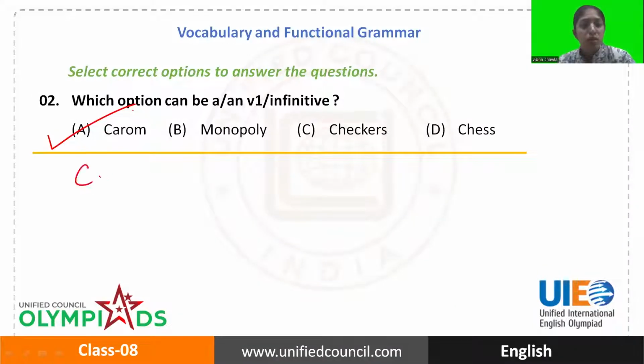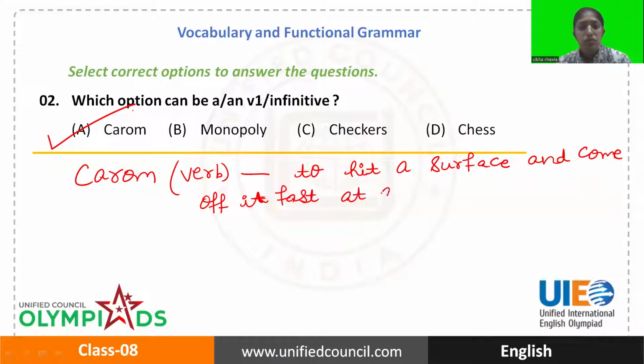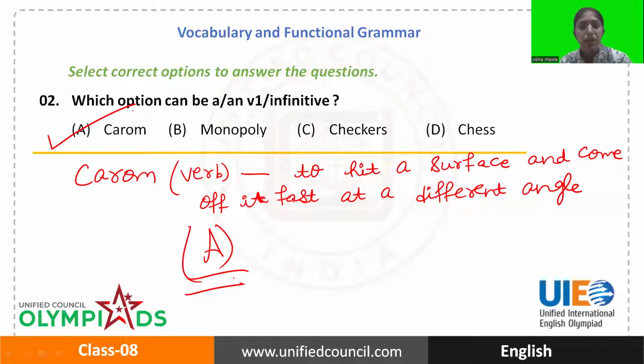Carom. Carom as a verb means to hit a surface and come off it fast at a different angle. Just like you play game of carom, right? So as a verb also it means, to hit a surface and come off it fast at a different angle. So it is option A. That is the correct answer.